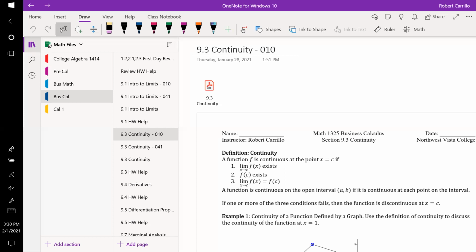Let's see. Oops, desktop. Let's see. There you go.